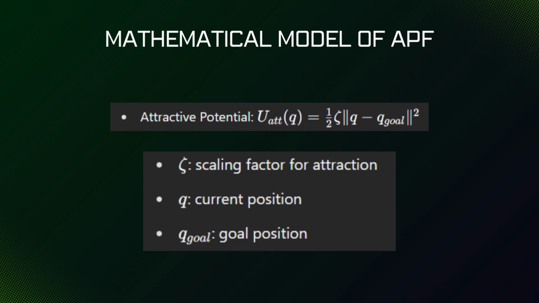Zeta is a positive constant that scales the attractive force. Q is the current position vector of the robot, and Q goal is the target destination. The difference represents the Euclidean distance between these two points. The resulting potential forms a valley around the goal. The steeper the slope, the stronger the force pulling the robot towards the center of the valley.